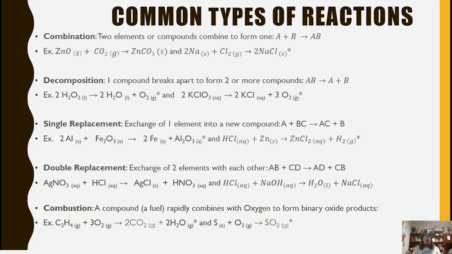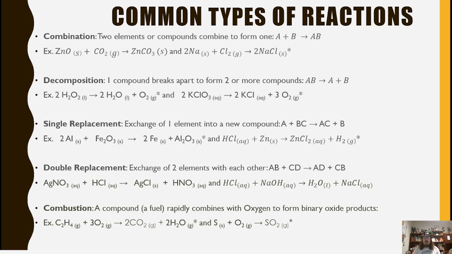HCl is swapping the H with the silver, so we form nitric acid and silver chloride. HCl and sodium hydroxide are swapping, with the H and the OH swapping with the Na and the Cl, and we're forming sodium chloride and water. We'll talk more about this in a minute. And combustion is just simply a specialized form of it. It can be a combination, but it's also a type of.